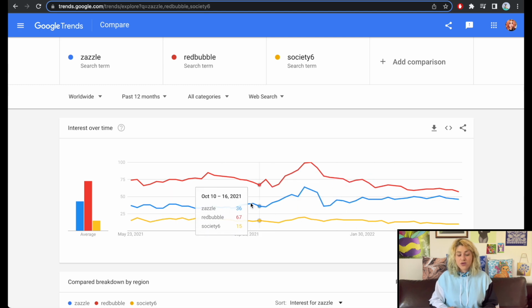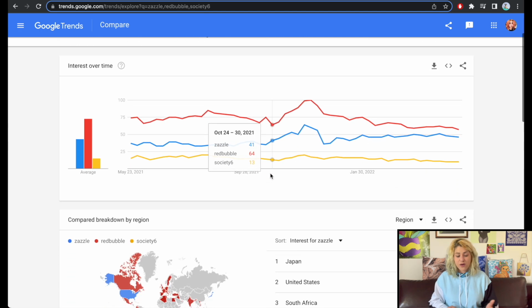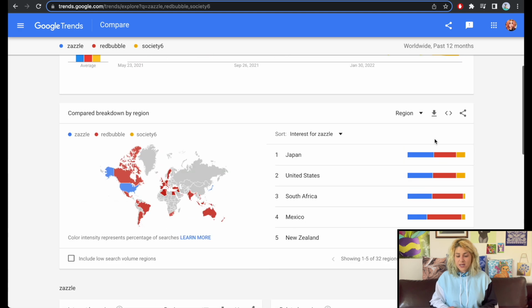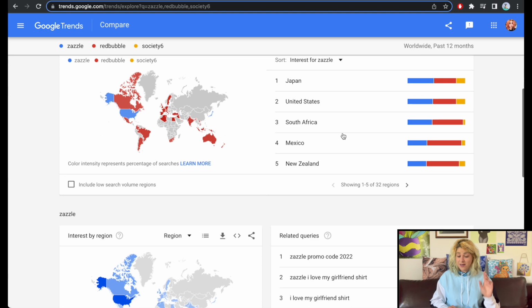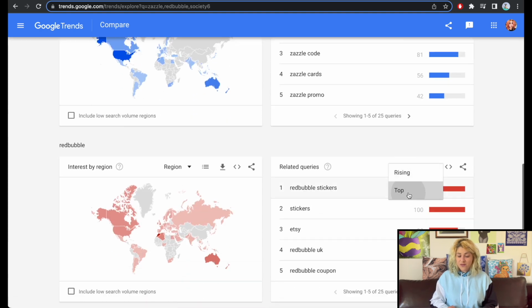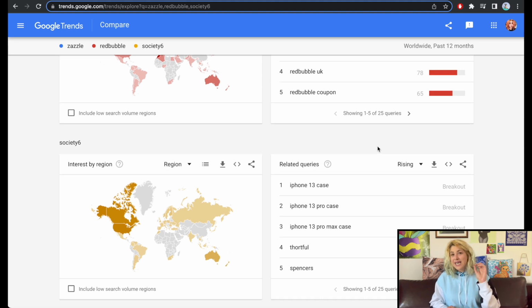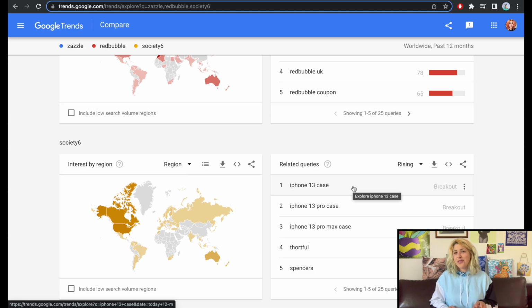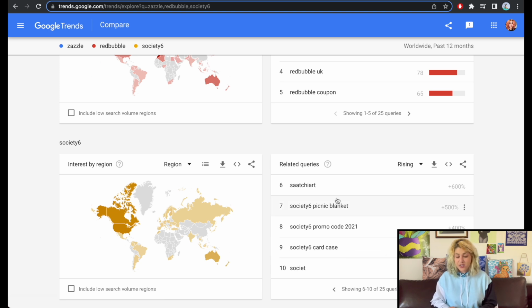Society6 is ranking on trend under all of this with about a quarter of the trending. And why is Japan here? Oh, the interest for Zazzle is Japan. That's interesting. If I quickly go to the top on both of these, I'm reaching related queries to Society6 on Rising, which is iPhone 13 case. We also have Thoughtful on the rise, connected to Society6, which is a website to make print-on-demand greeting cards, Spencer's, and Society6 picnic blanket promo code.